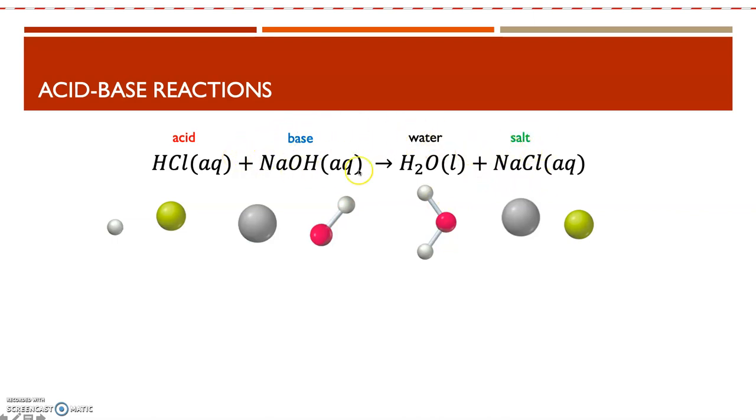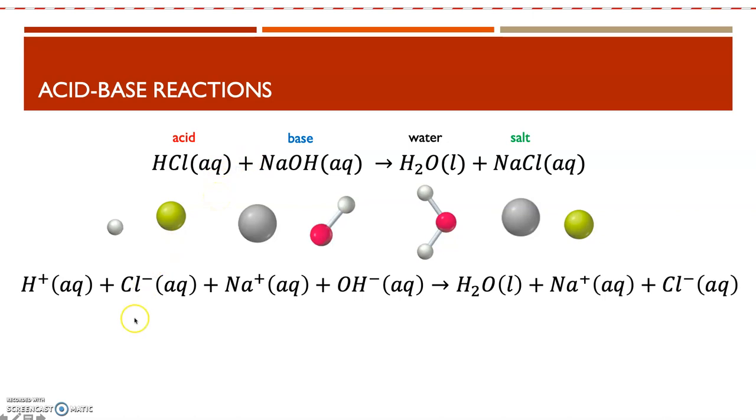We can write this balanced chemical equation in terms of the things that are actually present in solution. And so this is an example of a complete ionic equation, where we know that HCl does not exist as a molecule in solution. Rather, it's the hydrogen ions and the chloride ions. Same thing for sodium ions and hydroxide ions. And then we have liquid water, and then we still have sodium and chloride ions because of this aqueous here. That means it's dissolved in water.